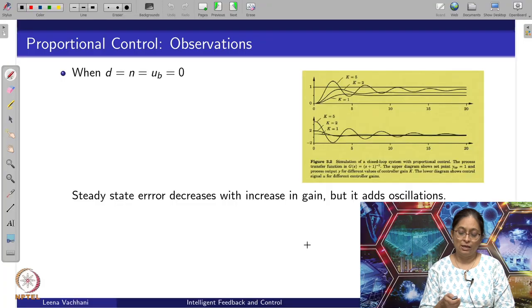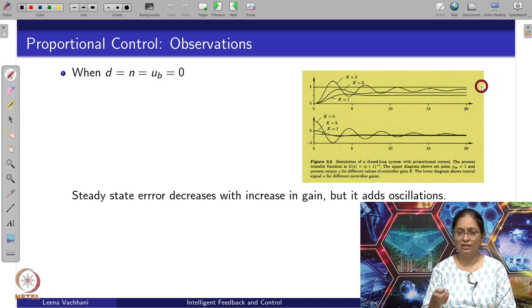Alright, let's look into a few more observations from the proportional control here. Let's say the system is very nice, the disturbance, the noise and the bias term are equal to 0. Then what happens with varying values of k? The step response is plotted in this figure for a transfer function with 3 poles, multiple poles at minus 1. We can see that when k equal to 1, we had a very large steady state error. But as we increase k from 1 to 2 to 5, the steady state error is decreasing. And here even the error plot is given.